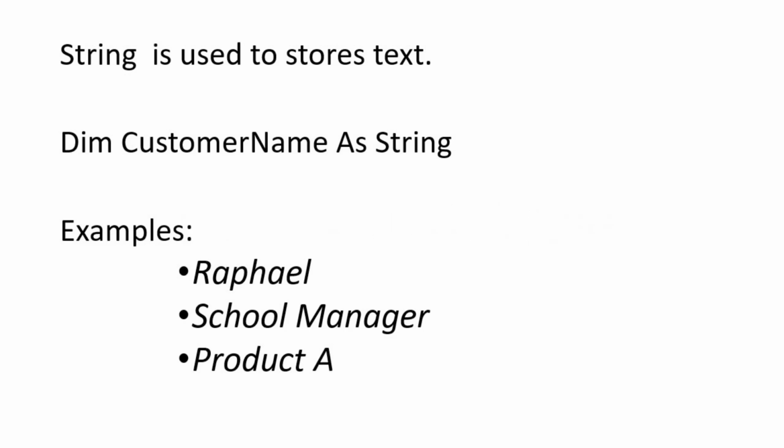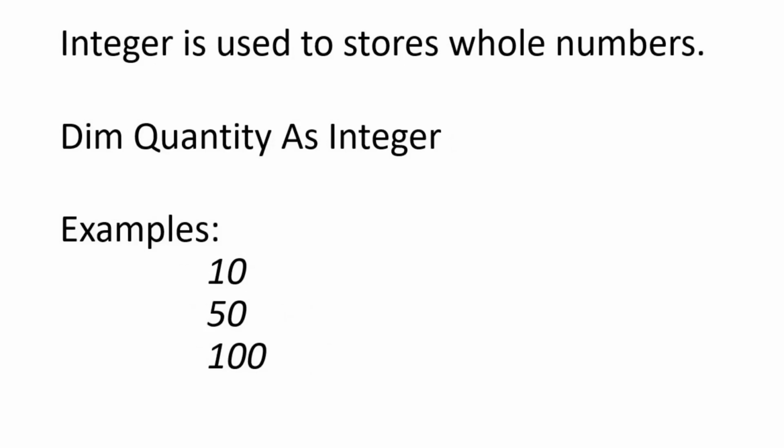For example, String is used to store text, and we declare it as Dim customerName As String. This will take data such as Raphael, school manager, Product A, and etc. Integer data type stores whole numbers. We would use it in this way: Dim quantity As Integer. Examples of integers are 10, 50, 100, and others.